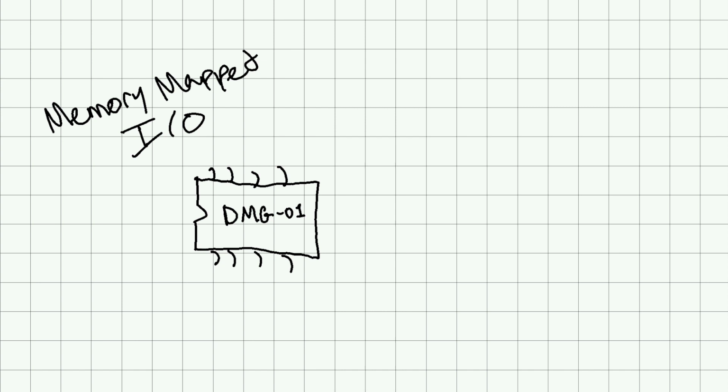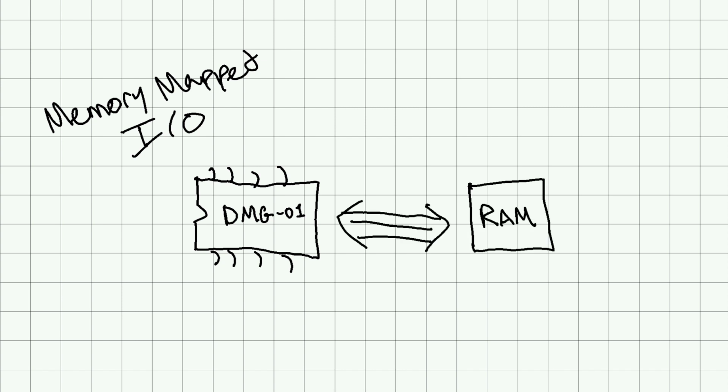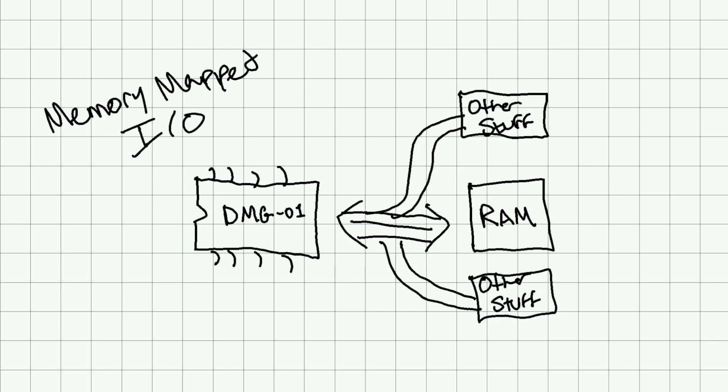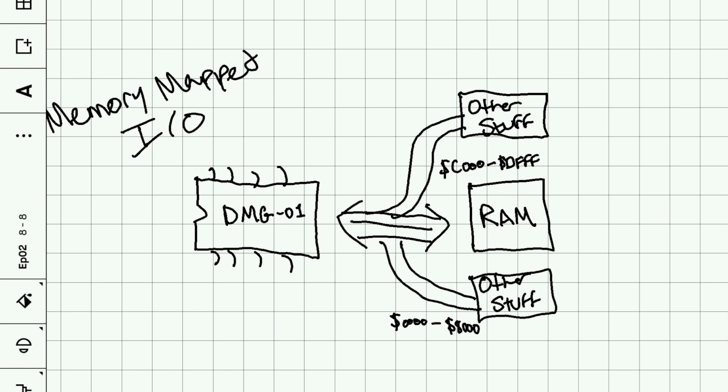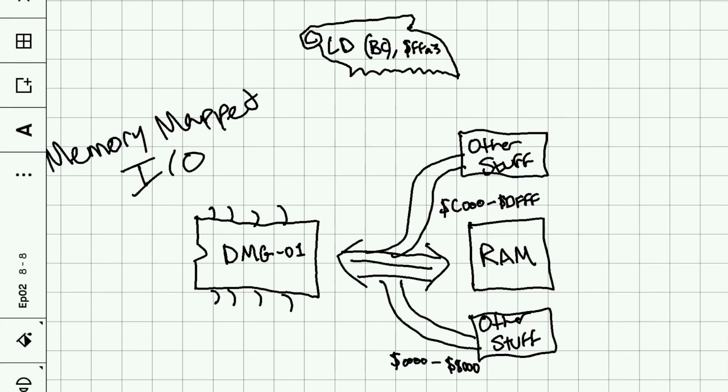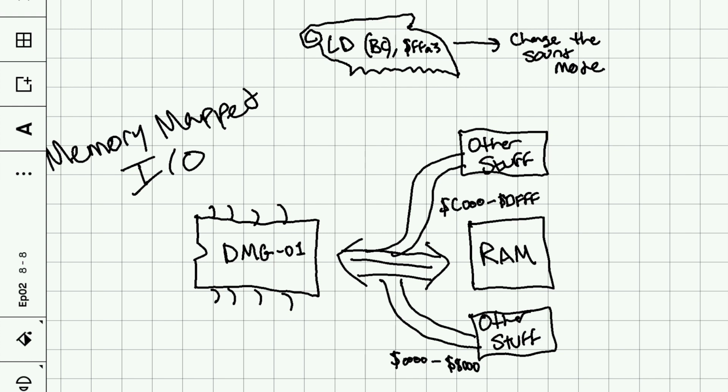A processor is obviously connected to RAM. There are instructions that say load this thing from RAM or store it in RAM. When we have memory mapped I/O, instead of all the addresses going directly to RAM, the wires split off and do some other stuff. Maybe the addresses from C000 to DFFF go to RAM, and maybe the addresses 0 up to 8000 do some other stuff. That other stuff could be, for example, if we load FFA3 into the address pointed to by the BC register, maybe that changes the sound mode on the Game Boy.